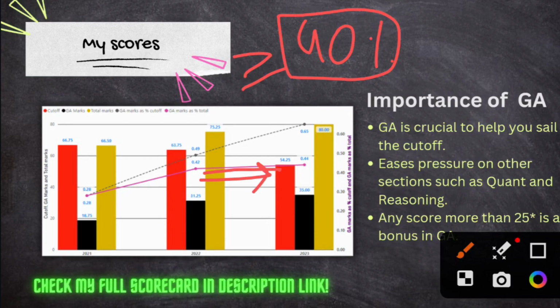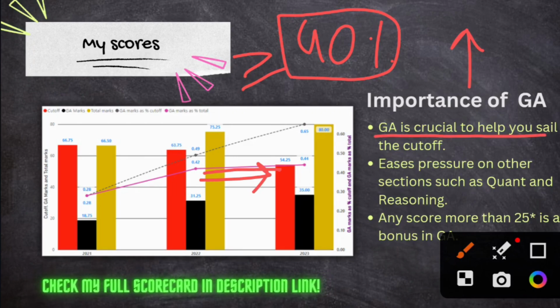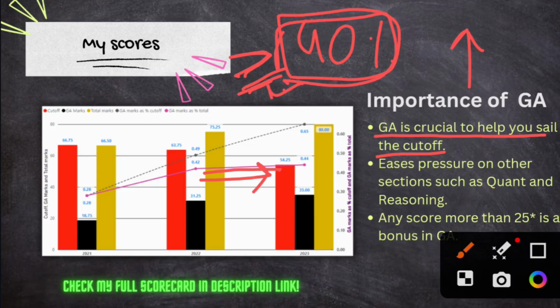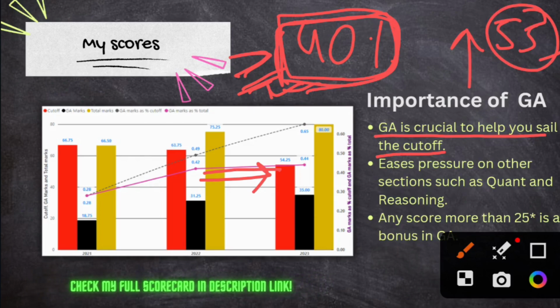And if you see the trend, the difficulty level is continuously increasing. We'll go into more detail in our later slides about how the difficulty level is increasing in GA and how it should be approached. Like I said, it is crucial to help in clearing the cutoff, so you must focus on getting at least 40% of the cutoff in GA. This year the cutoff was around 55, so if someone is scoring 22 marks, it's a very good score, and he has a high chance of clearing the cutoff.